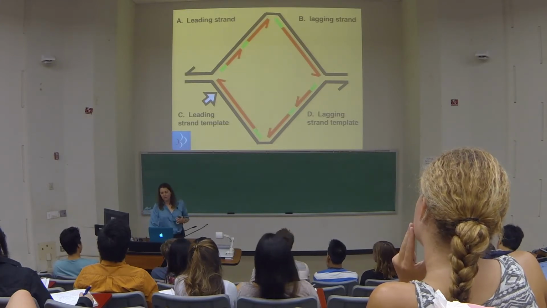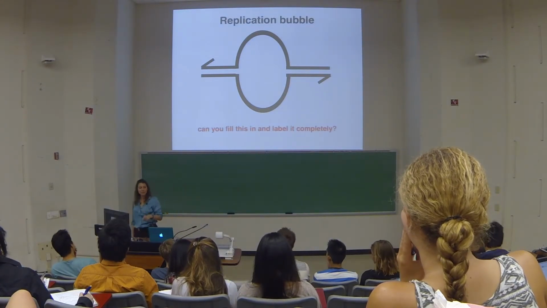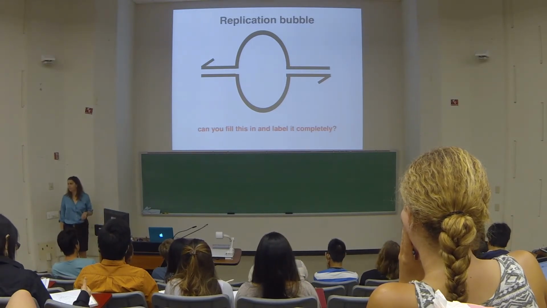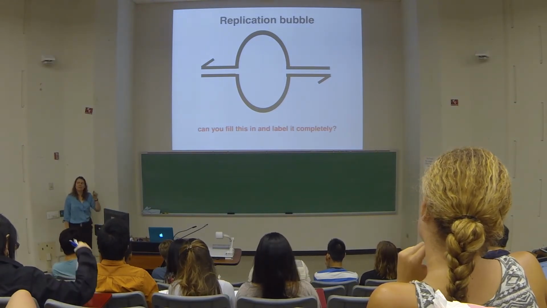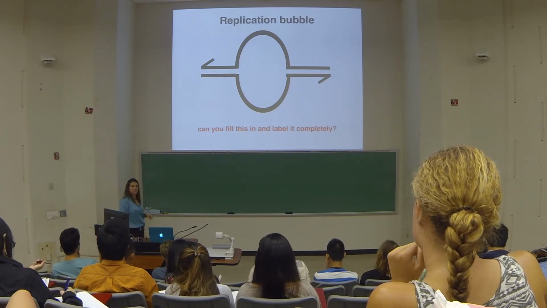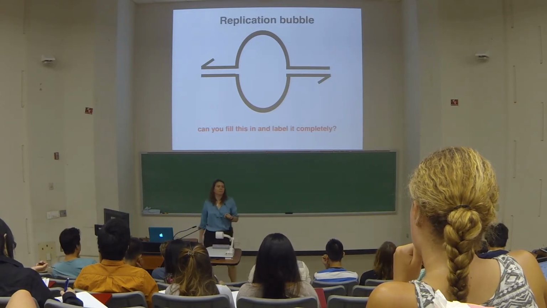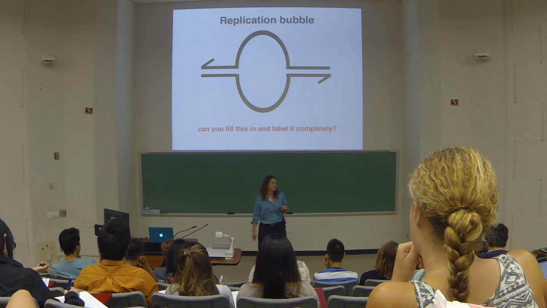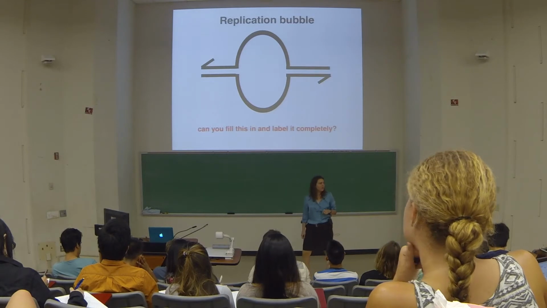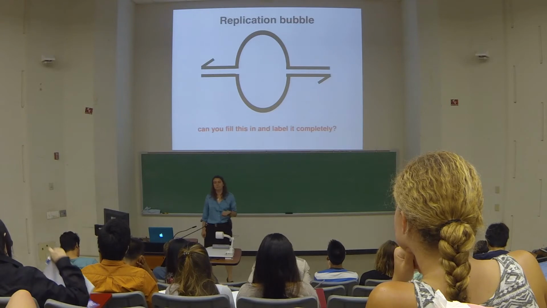So if I ask you to draw a replication bubble, you should be able to do that, putting in the leading and lagging strands in the proper orientation. Remember to keep track of your orientation. Students often get mixed up in exams when they're nervous about which way things are going. Remember to keep track of what way things are synthesized and what way the replication bubble is oriented.